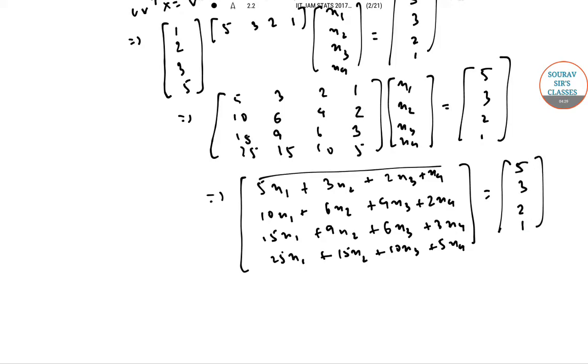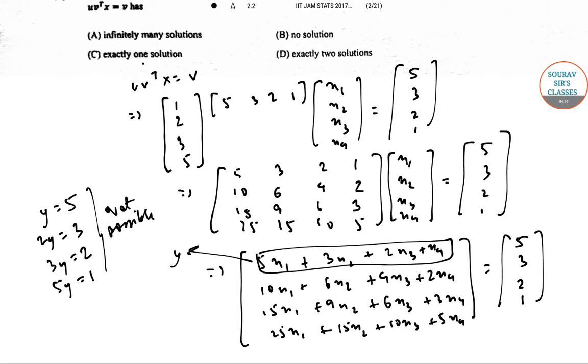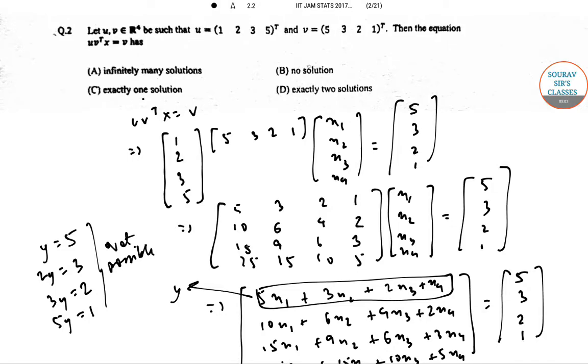Now let the first row be y. So we get y is equal to 5. Now if we analyze, the second row is 2y. So 2y is equal to 3. Similarly the third row is 3y. So 3y is equal to 2. And the fourth row is 5y. So 5y is equal to 1. Now this is not possible. So the equation has no solution. That is option B.